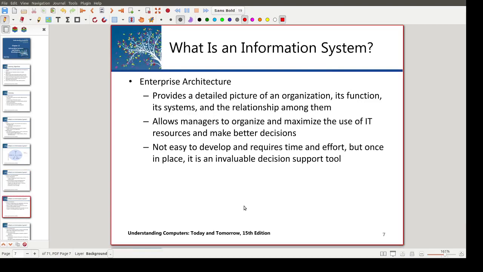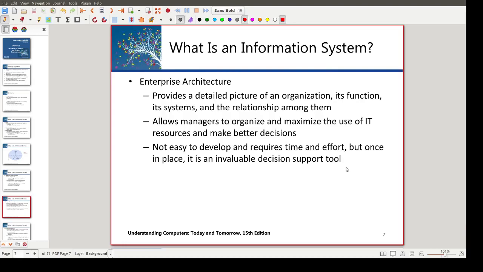What is an enterprise architecture? An enterprise has many components that make the enterprise work. The enterprise architecture provides a detailed picture of the organization, its functions, its systems, and the relationships among them. It allows managers to organize and maximize the use of information technology resources and make better decisions. It is not easy to develop this enterprise architecture, and hence it requires time and effort. But once in place, it is an invaluable decision support tool.